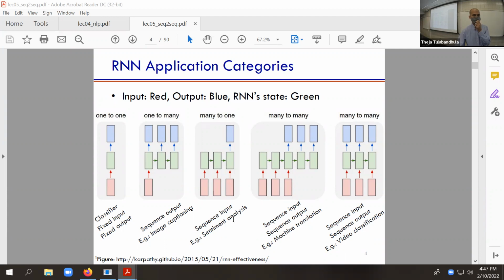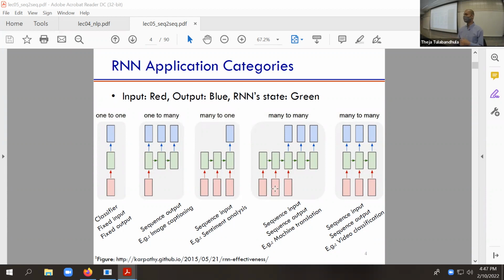Similarly, sentiment analysis is something that we've seen before. Sentence classification, where the input was actually not fixed, right? A sentence could have 10 words, or a sentence could have 30 words, but at the end of the day, you want to make one prediction, which is some class of the sentence. Similarly, you can combine these two, one to many and many to one, to say many to many.